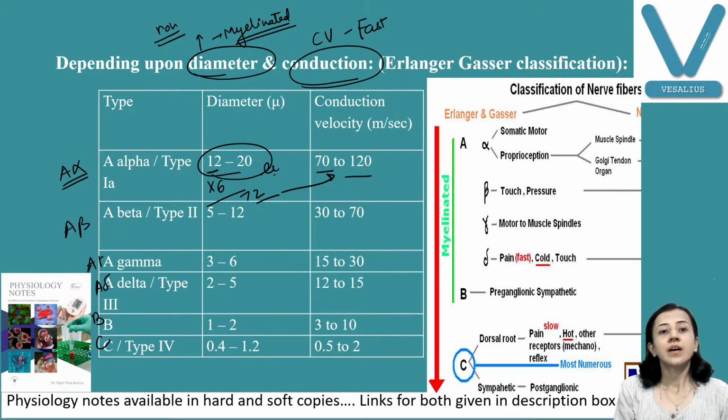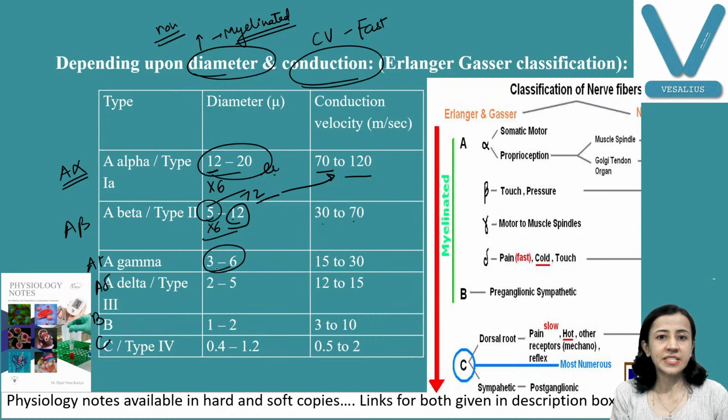A beta, now you can see this is smaller, less than 12, 5 to 12. Multiplied by 6, you can easily remember 30 to 70. A gamma, now it is less than 5, so 3 to 6. 3 sixes are 18, so the velocity is 15 to 30.